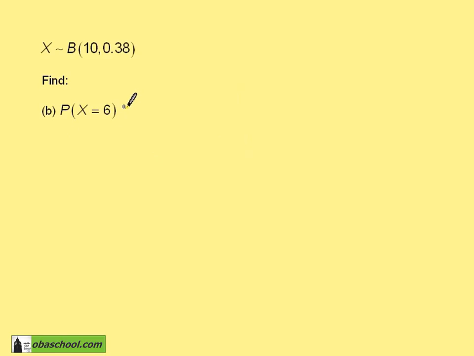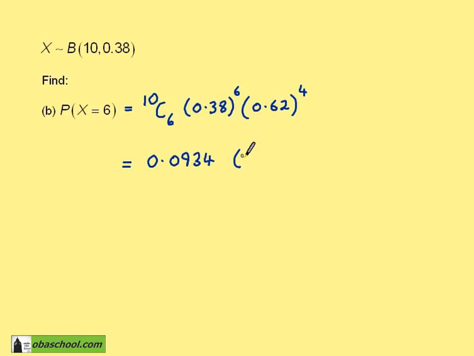We now want the probability that x is 6. So we have 10 C 6. Remember, 10 trials and 6 successes. Probability of success is 0.38, so this is to the power 6. The probability of failure is 0.62, and if we've had 6 successes, we must have had 4 failures. And this is equal to 0.0934, correct to 4 decimal places.